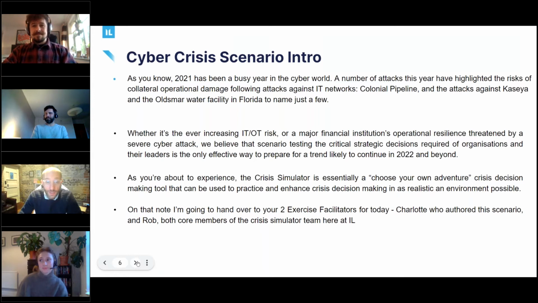Thank you. So as you all know, and before we get into the meat of today's scenario, I think we can all agree, particularly in the roles that you're in, 2021 has been an incredibly busy year in the cyber world. One of the big things we've seen this year is a shift in terms of that highlight of collateral operational damage following attacks against IT networks. We saw that right at the start of the year with the attack on Colonial Pipeline in the US, but we've also seen it with the attack against Kaseya, the attack against the Oldsmar water facility in Florida as well, just to name a few.